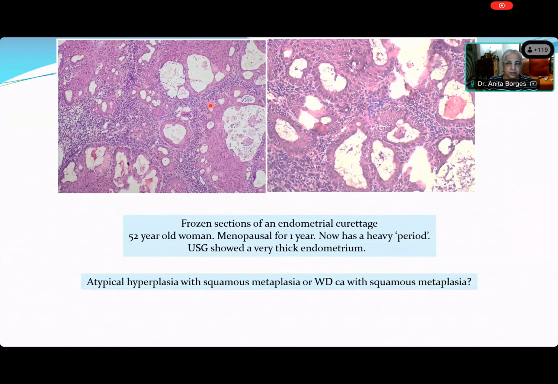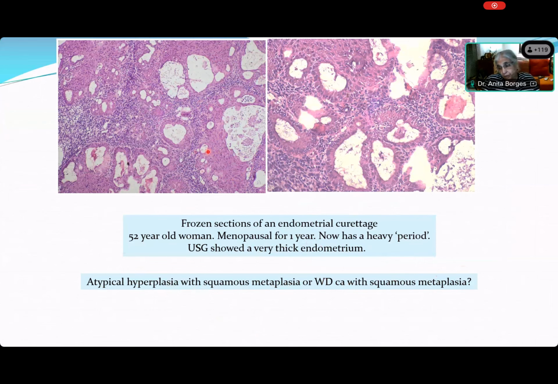Now we sometimes get frozen sections on endometrial curettage. Not many people do it, but in our practice we see a lot of frozen sections. And this is a frozen section of an endometrial curettage. She is a 52-year-old woman, menopausal for a year, now has had a heavy period, and she had a very thickened endometrium. And you can see that there is squamous metaplasia over here. And then the problem was, this is just a curettage. Okay, is this atypical hyperplasia with squamous metaplasia, or is it the well-differentiated squamous carcinoma with squamous metaplasia?